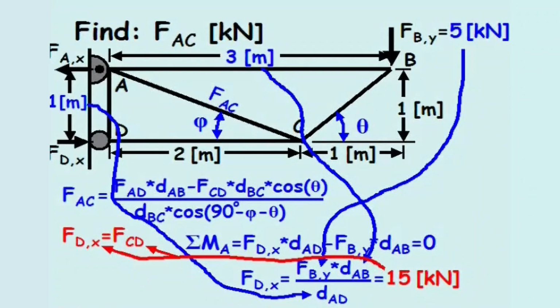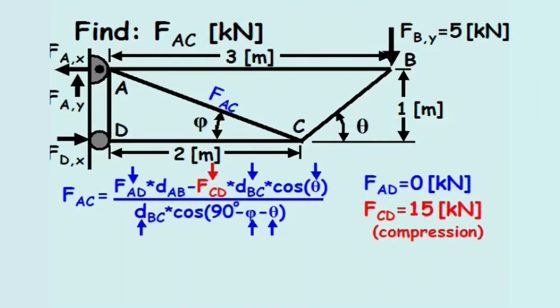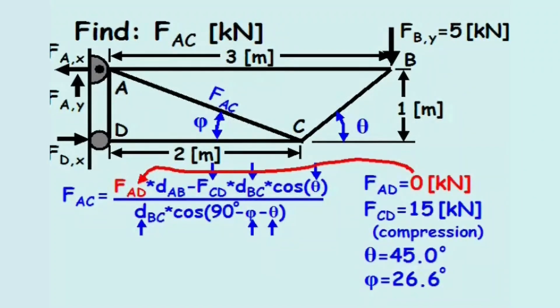Of the unknown variables we began with, we've already determined the force in member AD equals 0 kilonewtons. The compressive force in member CD equals 15 kilonewtons, and the angles theta and phi equal 45.0 degrees and 26.6 degrees, respectively. The last unknown variable is the length of member BC. However, since the force in member AD equals 0, the first term in the numerator equals 0, and therefore the length of member BC can cancel out of the equation.